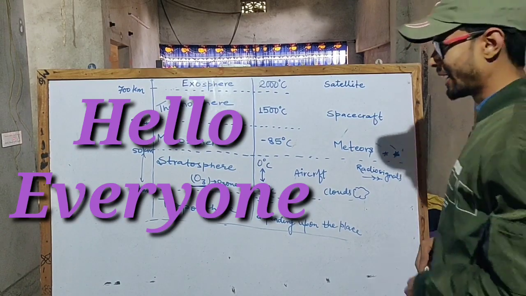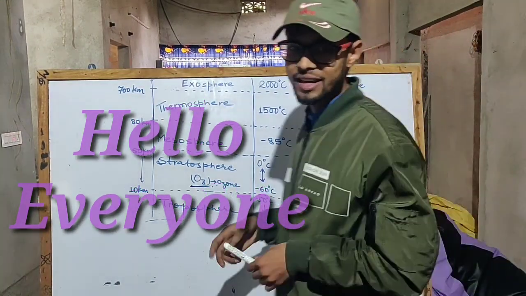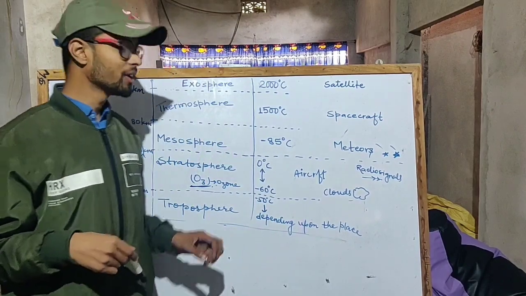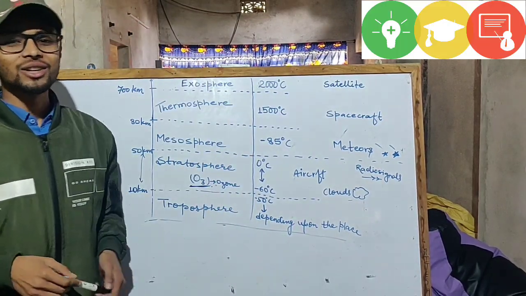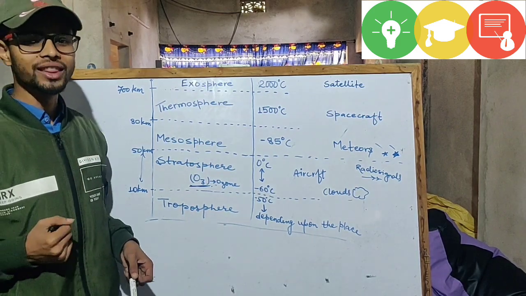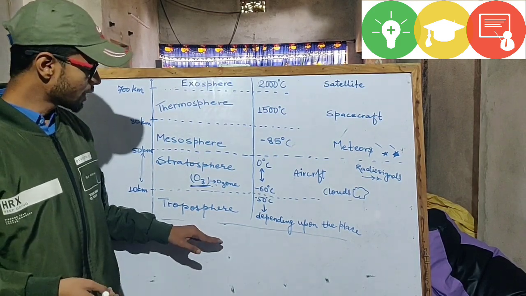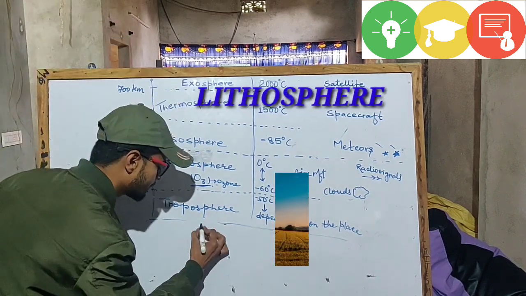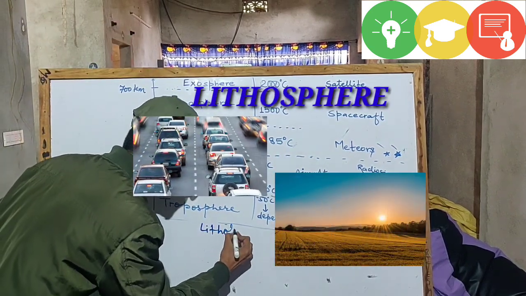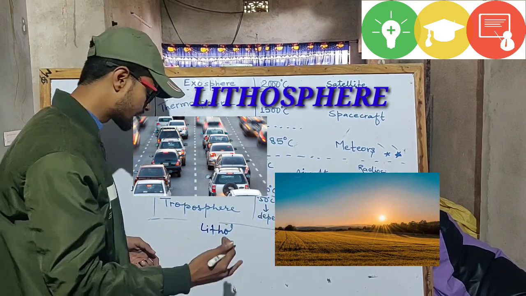Hello everyone, I hope you haven't just trusted me in the exam, but now you need to trust me for learning these basics and necessary details about the layers of the atmosphere, as I have just told you in the last video. Let us move from down to up. The first is the lithosphere. Lithosphere means land, where we people are present and living.